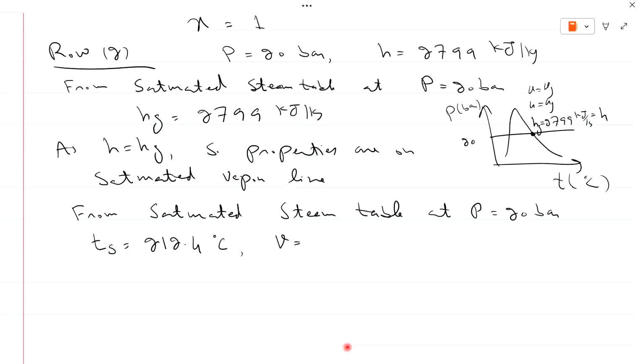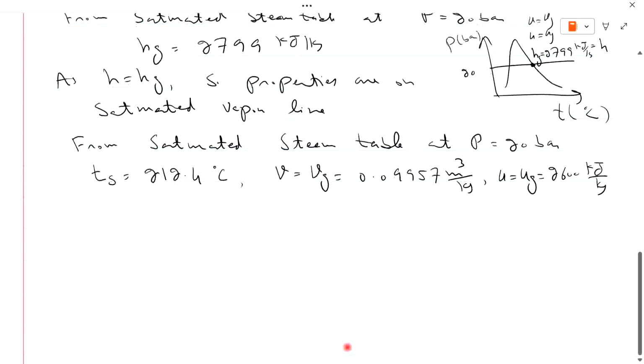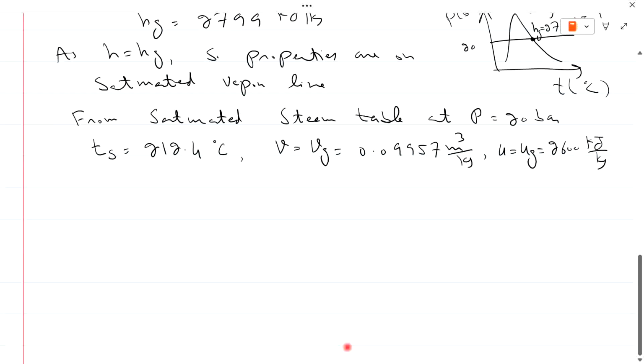V is equal to Vg, which is equal to 0.09957 meter cube per kg, and U is equal to Ug, which is equal to 2600 kilojoule per kg. And dryness fraction X is equal to 1 on the saturated vapor line.